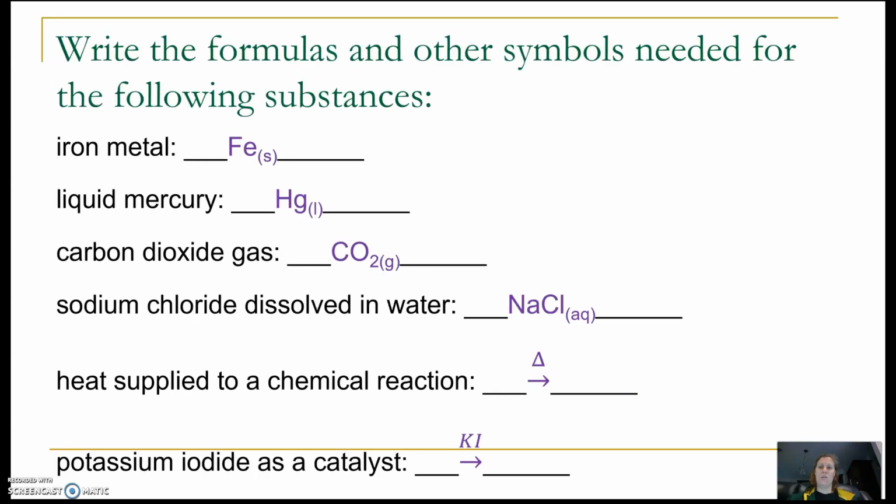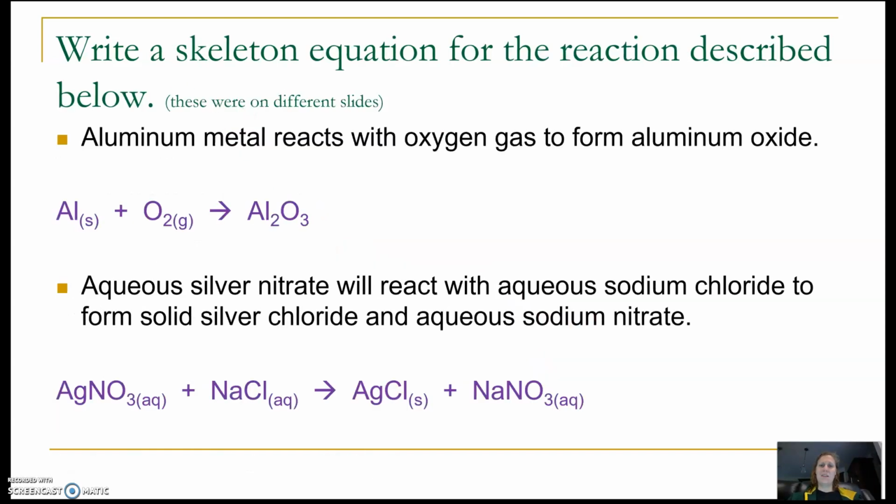So here's the answers. What's the symbol for a solid? A little s. And a metal is a solid, so you just kind of need to know that. Liquid mercury, again, carbon dioxide gas. Anytime you see gas as an AQ, remember dissolved in water means AQ. And then it was just practice doing formulas. Heat supplied to a reaction is an arrow with a triangle above it. And then if potassium iodide is a catalyst, that's actually a thing. In one of the demos I was going to do, usually potassium iodide is a catalyst. I guess I can show you what I'm going to do.